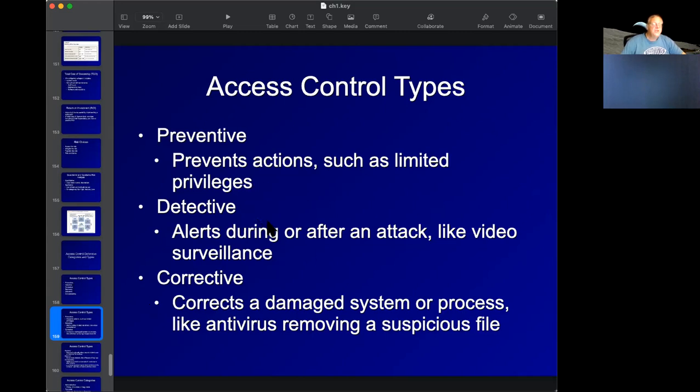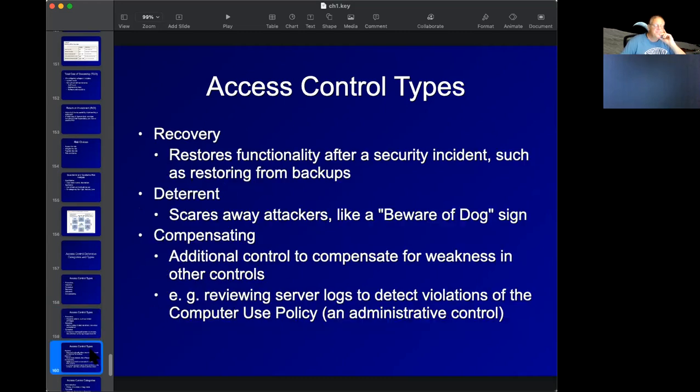Detective controls just observe that something bad is happening, but do not prevent it, like surveillance cameras. Corrective controls correct something that's damaged, actually fix some of the harm that was caused. Recovery controls restore functionality after an incident, like from backup, so they're very close to corrective. And deterrent controls scare away attackers, like putting up a sign when there is in fact no dog. But putting up a sign saying beware of dog will scare away some attackers. So this is a very weak defense that's not as strong as a preventive control, but it will stop some attackers. And then there's compensating controls, which is a control to compensate for weakness in another control.